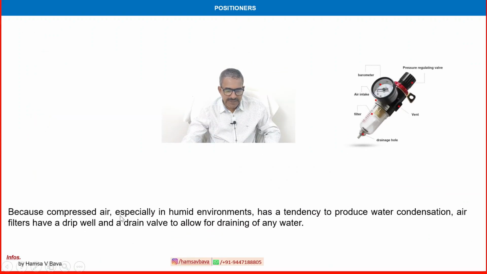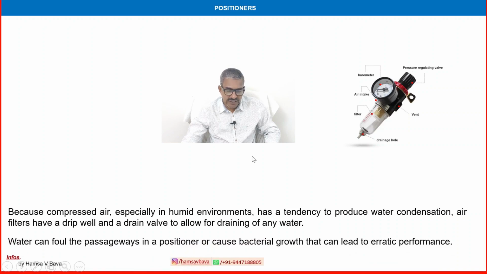Because compressed air, especially in a humid environment, has a tendency to produce water condensation, air filters have a drip well and a drain valve to allow for draining any water. Here, see, we can collect the drain; whatever water or liquid is available, you can remove from here. Water can foul the passageways in a positioner and cause bacterial growth that can lead to erratic performance. Bacterial corrosion can also develop.